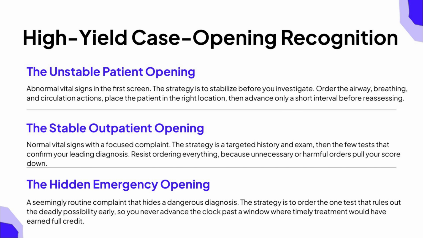The second is the stable outpatient opening, with normal vitals and a focused complaint. Here you take a targeted history and examination and order only the few tests that confirm your leading diagnosis. The third is the hidden emergency, a routine-looking complaint that conceals a dangerous diagnosis. Here you order the one test that rules out the deadly possibility early, so you never advance past the window where timely treatment earns full credit.